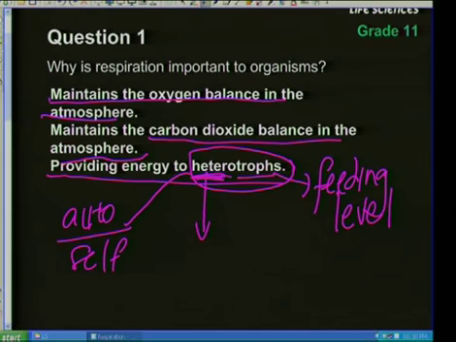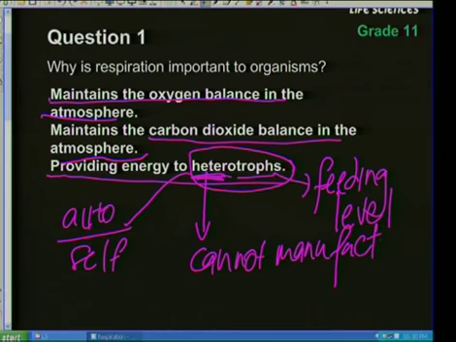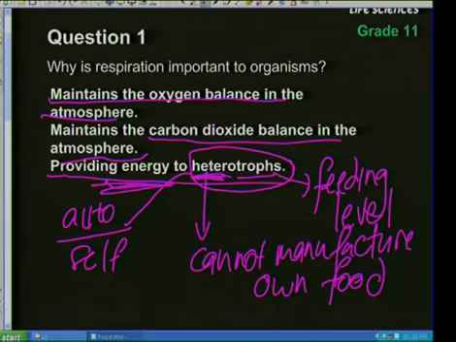Hetero cannot manufacture their own food. That means all the organisms in an ecosystem that are dependent directly or indirectly on plants are known as heterotrophs. So this is why we need to have respiration.